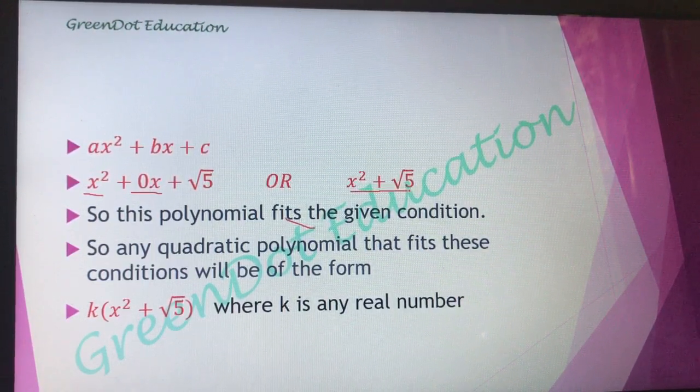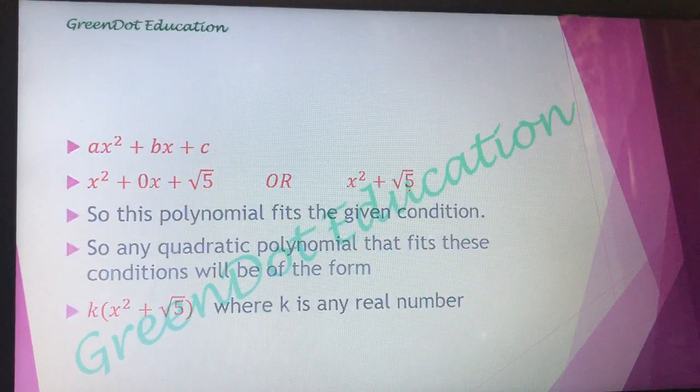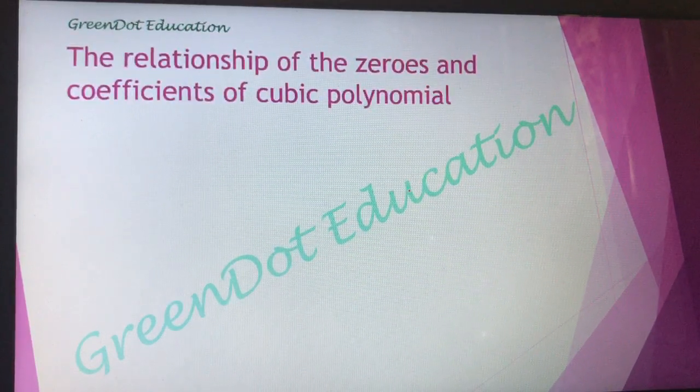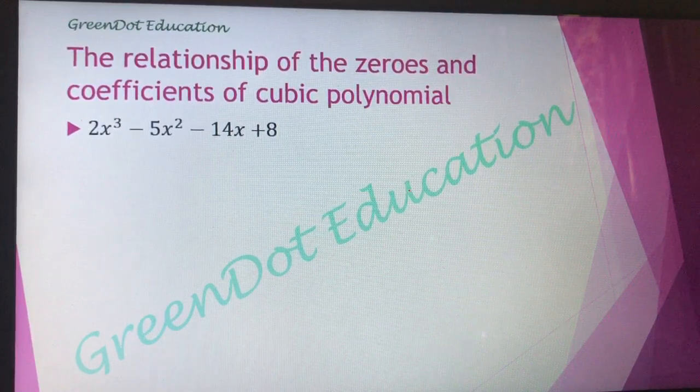Now we are continuing further with the last part or section of this topic, that is the relationship between the zeros and coefficients of cubic polynomials. So let's begin. Here we take an example of a cubic polynomial, that is 2x cube minus 5x square minus 14x plus 8.